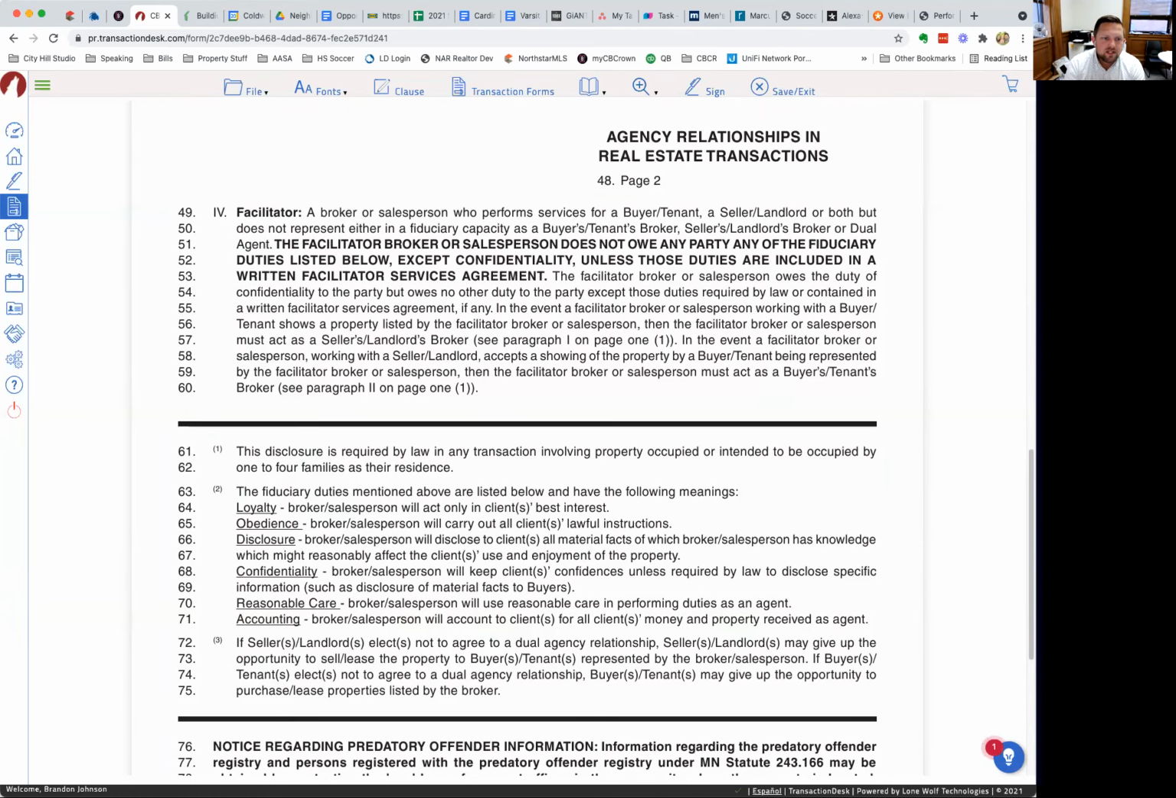So the facilitator, okay, at line 51 here, the broker or salesperson does not owe any party any of the fiduciary duties listed below except confidentiality, unless those duties are included in a written facilitator services agreement.